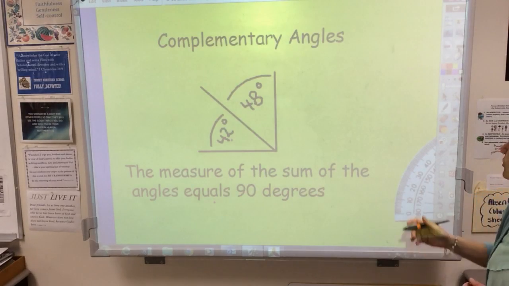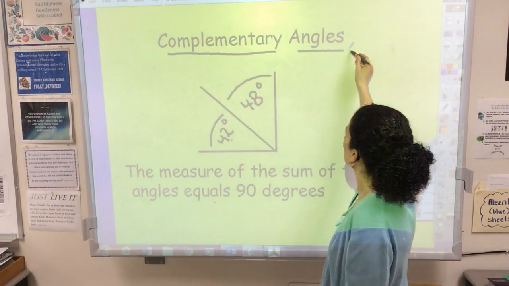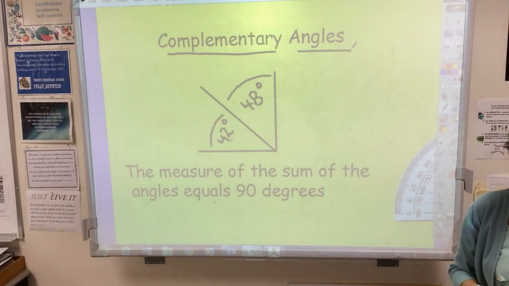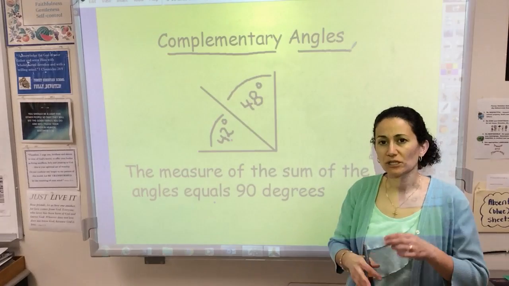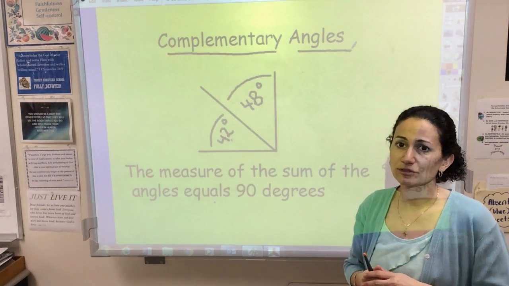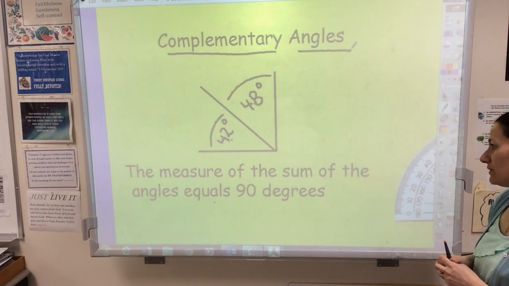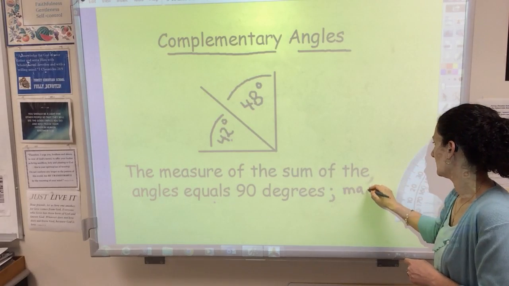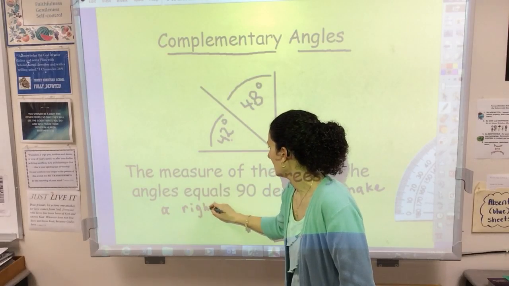I want you to write down the words complementary angles. Complementary angles are 2 angles that when you add them, they make 90 degrees. So in complementary angles, the 2 angles form a right angle. Complementary angles are 2 angles that form a right angle. So the definition is right here. The measure of the sum equals 90 degrees, and they make a right angle.